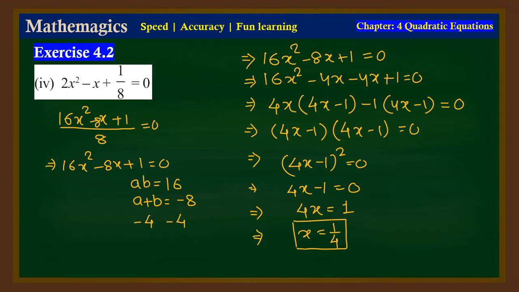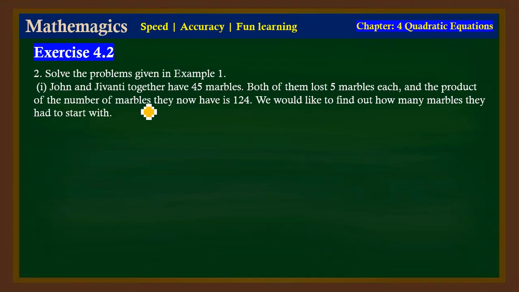Now we are moving to the next question. Solve the problem given in example number 1. So I have taken the question of example number 1 here, so that we will solve it. John and Jivanti together have 45 marbles. So two characters are there. The first one is John and the second is Jivanti. And both together have 45 marbles.